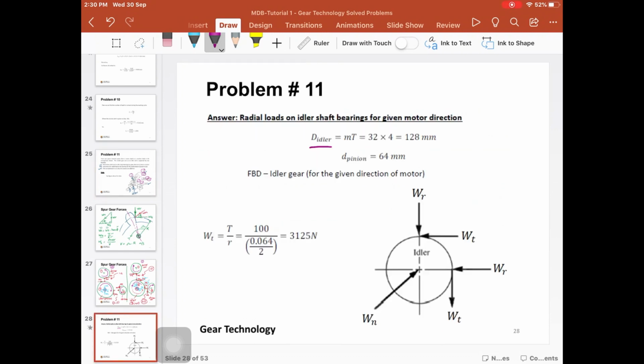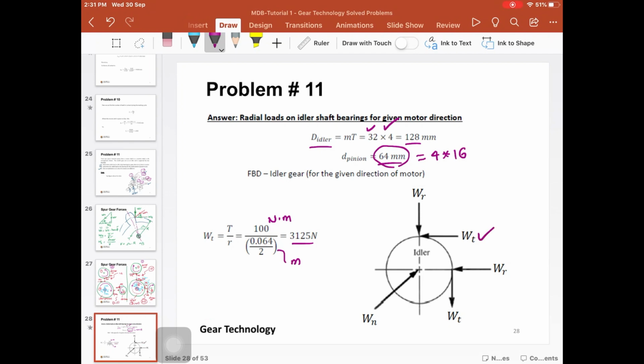So the module here is 4, and we have 32 teeth on the idler, so this gives us the diameter of the idler. We can do the same for the pinion. The diameter of the pinion is the module, which is 4, multiplied by the number of teeth, which is 16. So this gives us 64 millimeters. WT can be calculated based on the torque and the radius of the pinion. The torque was given as 100 Newton meter, so we should convert the diameter to meters. This is the diameter, 64. We divide by 2 to get the radius. So this is 3125 Newton. Okay, so this is WT.